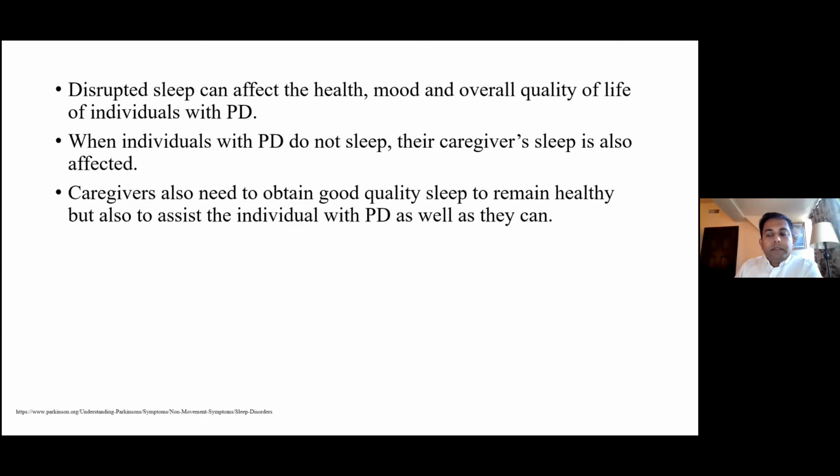When individuals with Parkinson's don't sleep well, their caregivers also have poor sleep as well. And that's important because these individuals do need good quality sleep to be able to remain healthy, but also to assist the individuals with Parkinson's as well as they can. So poor sleep in individuals with Parkinson's just doesn't impact them, but it also impacts those around them that take care of them.